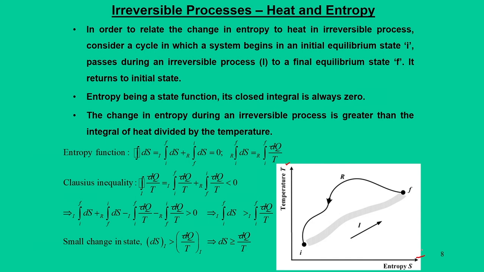In this temperature and entropy diagram, we fix the initial state I first, and the system is supposed to go to the final state F. Since the analysis is focused on an irreversible process, we assume there is some irreversible process, denoted by this dotted line, proceeding in this direction. But on return from the final state, it takes a reversible path. So this is a reversible path and this is an irreversible path. What we are trying to find is what happens to entropy and heat for these reversible and irreversible paths. Remember one thing: heat is a path function, but entropy is a point function.